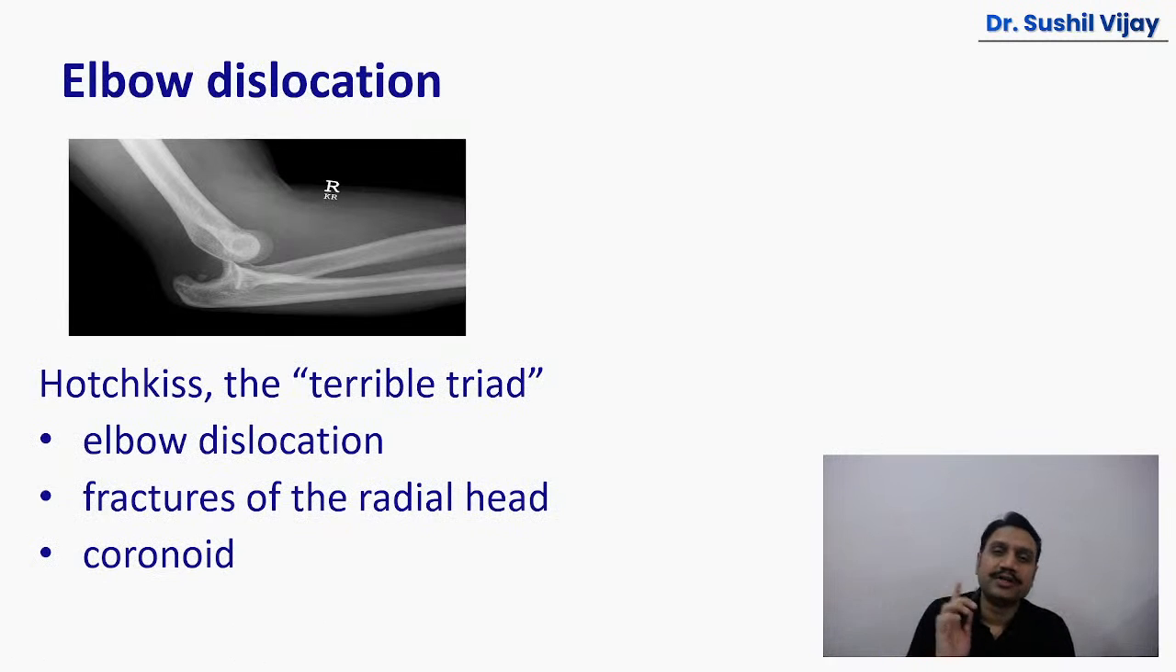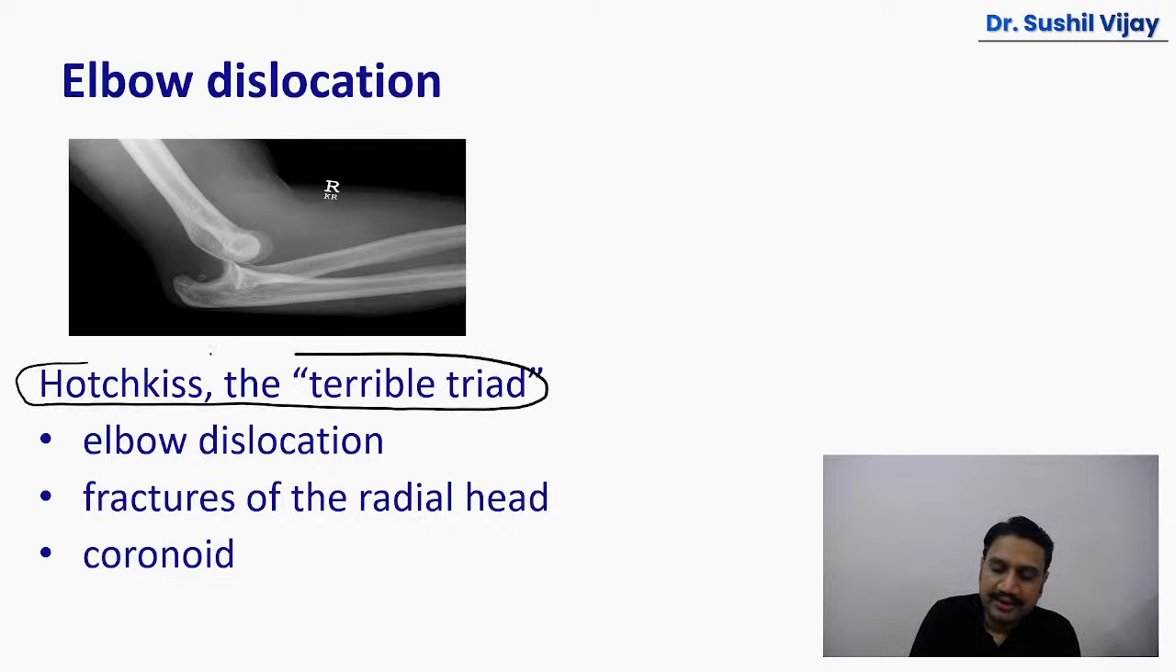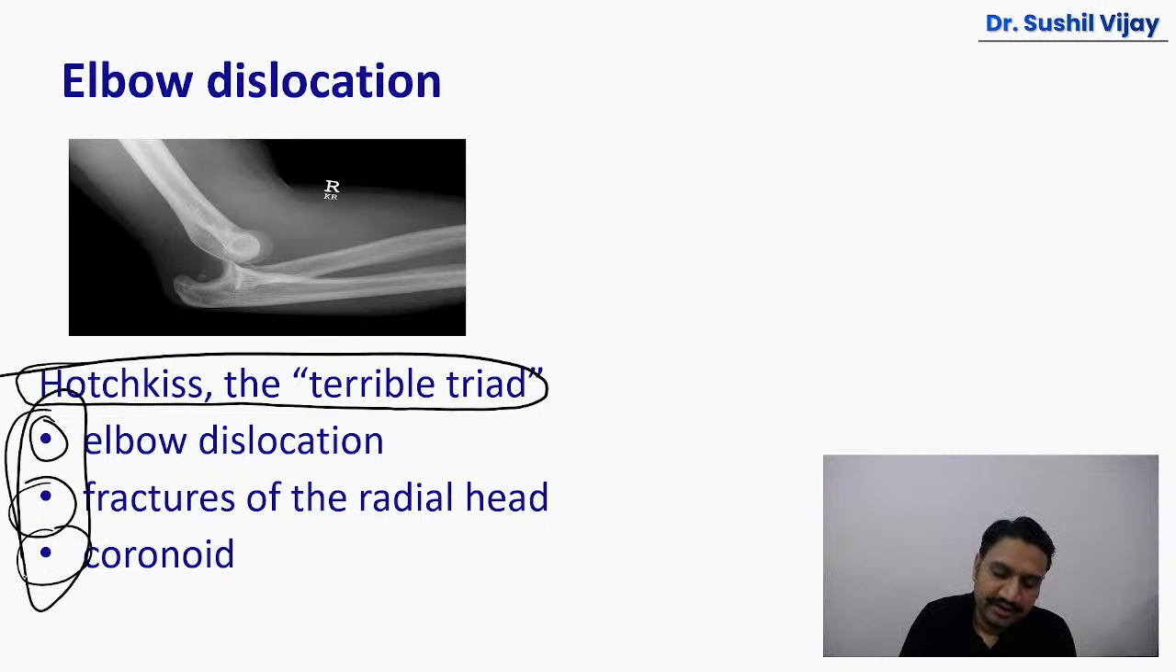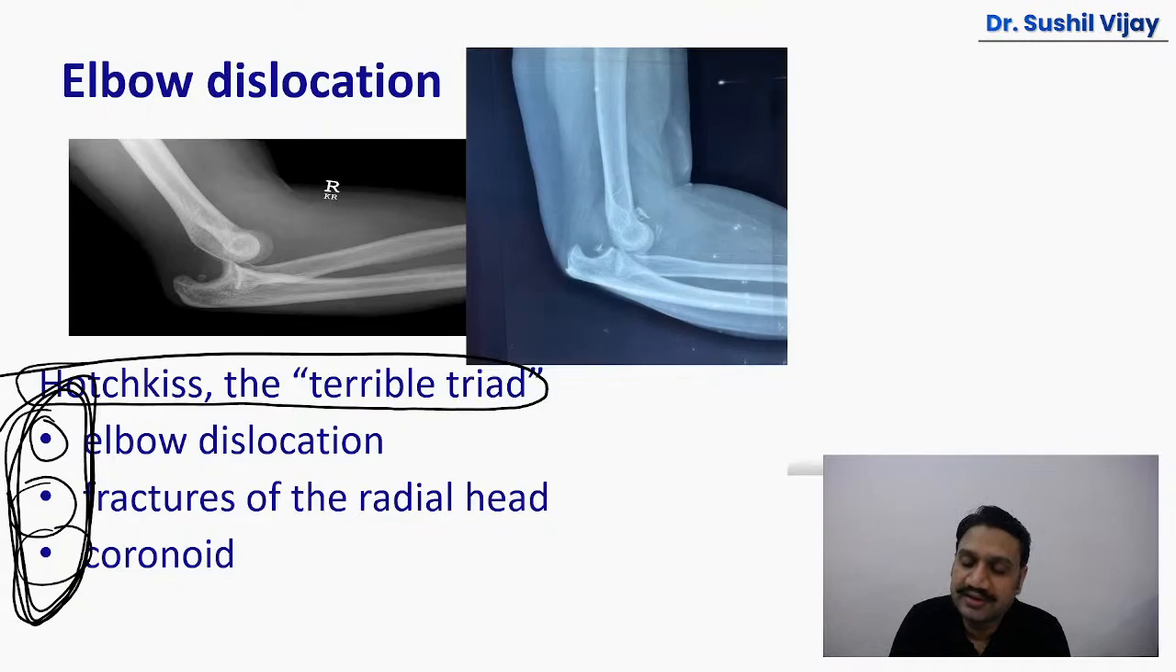But yes, there is one potential question here, that in elbow dislocation, what do you understand by terrible triad of elbow? So terrible triad means three things: elbow dislocation, fracture of coronoid, and fracture of the radial head. So three important things. Okay, Hotchkiss terrible triad means three important things happening together.